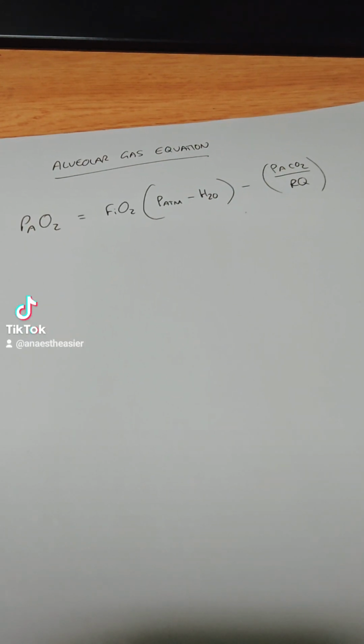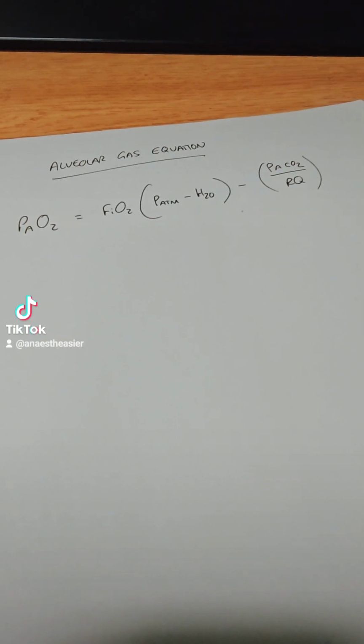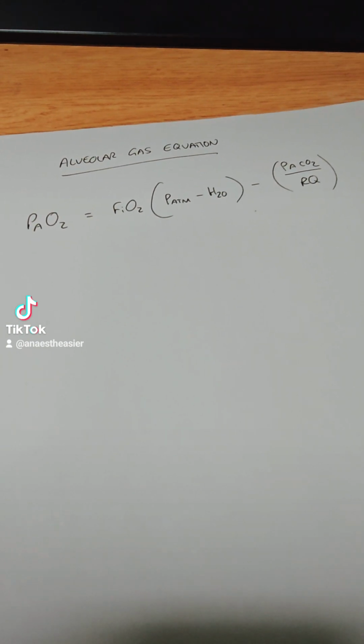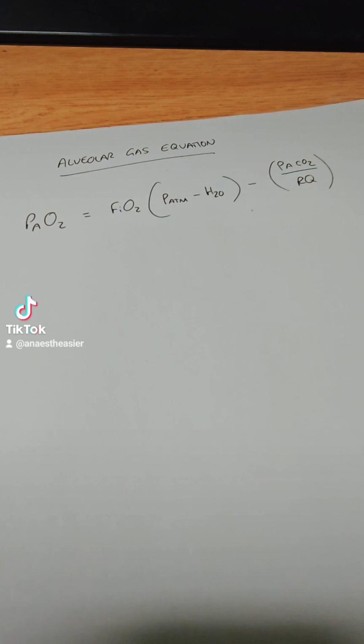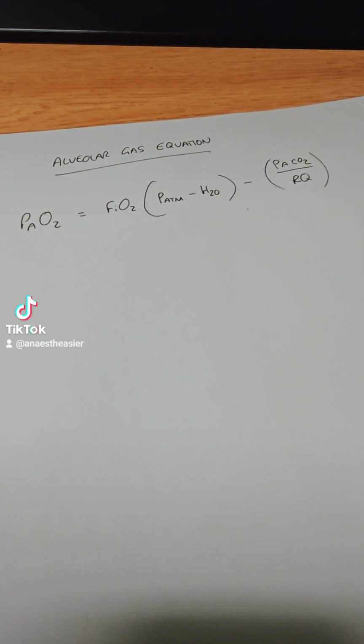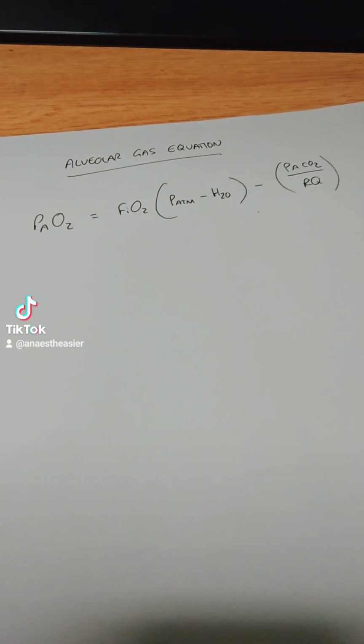It's easy to measure how much oxygen is in the air that a patient is breathing, and it's easy to measure how much oxygen is in the blood, but it's really hard to measure how much is in the alveolus. So instead of measuring it, we calculate it using the alveolar gas equation. And it's a simple idea.